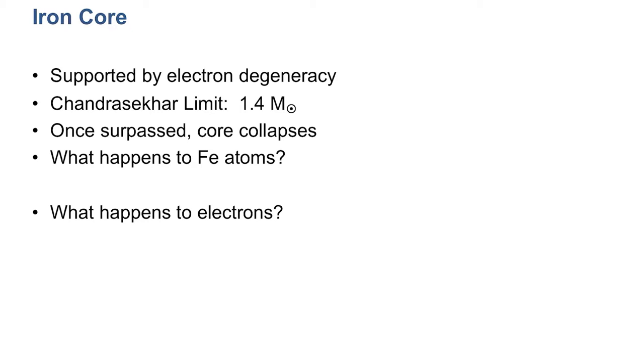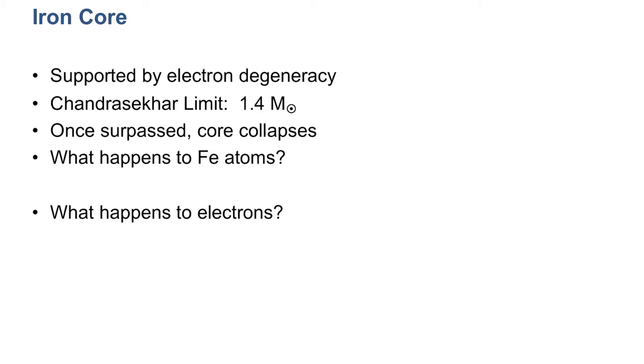We have taken a high mass star from the main sequence and gotten it to the stage where it has an iron core, an inert iron core, and it's burning in successive shells elements like silicon and oxygen and carbon and helium and hydrogen. So you've got this iron core, and it is supported by electron degeneracy.